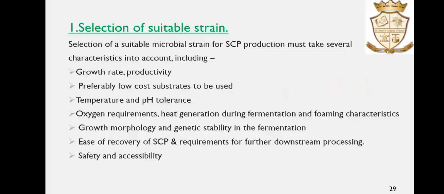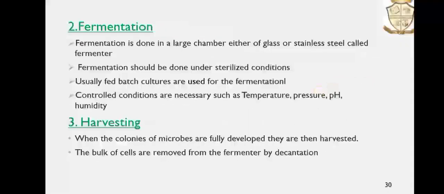Selection of a suitable microbial strain for SCP production must take several characteristics into account, including growth rate, productivity, preferably low cost substrates to be used, temperature and pH tolerance, oxygen requirements, heat generation during fermentation and foaming characteristics, growth morphology and genetic stability in the fermentation, ease of recovery of SCP and requirements for further downstream processing, safety and accessibility. The second step is fermentation.